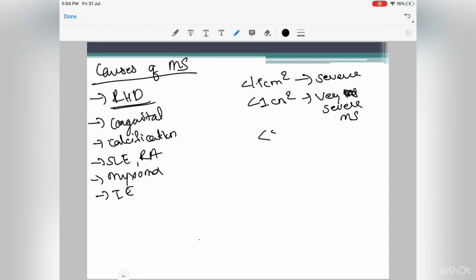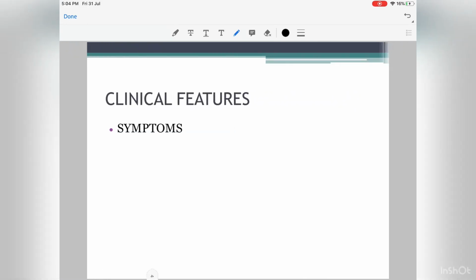If the valve area is less than 2 centimeter square, it is called significant MS. So these are the basic pathophysiology as well as causes of mitral stenosis. Now let us come to clinical presentation.